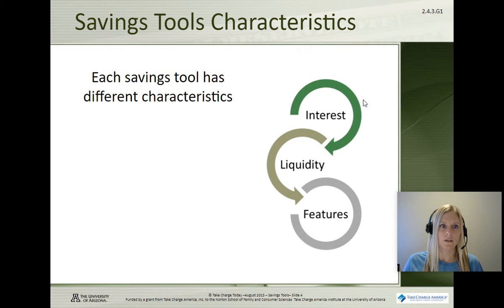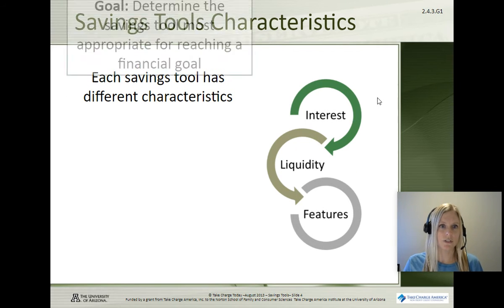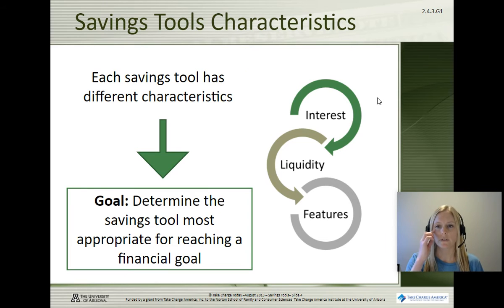All right. So each savings tool does have different characteristics, different interest rates, different amounts of liquidity, the ease of access, and different features. But the goal and why it's important to understand the features of the savings tools is to determine the savings tool that is most appropriate for reaching a financial goal, specifically your financial goal.